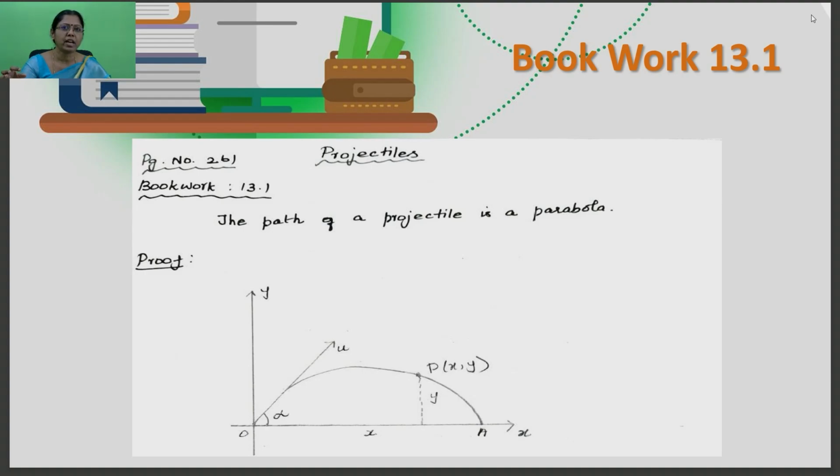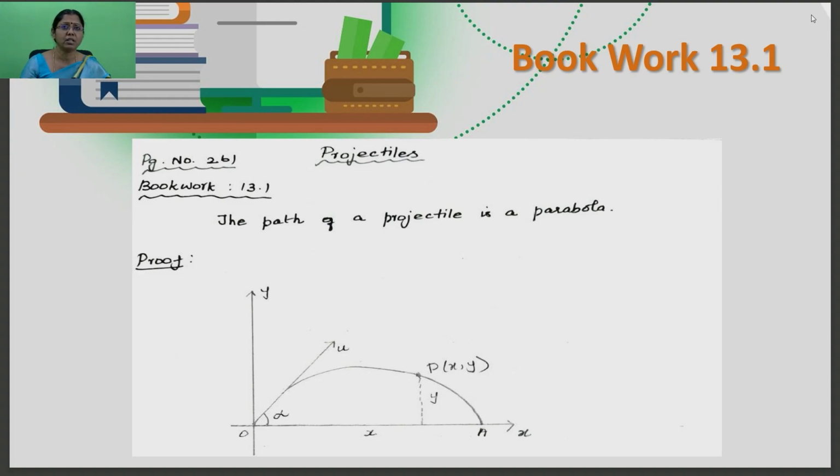This is the very typical picture of a projectile. Starting point is O and hitting the target is A. Initial velocity is U. It makes an angle alpha with the horizontal. And what is P? P is a point at time t. The point P is (x, y). That is, at time t, the x distance covered is x, the y distance covered we call y.